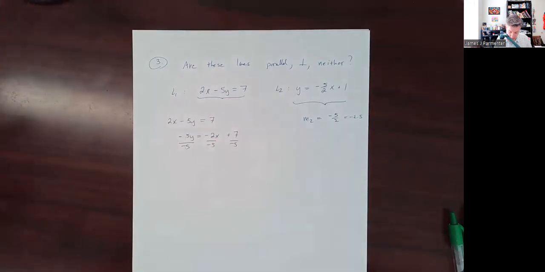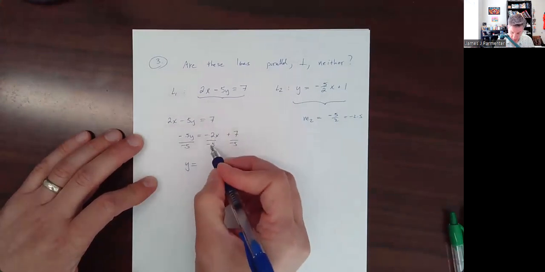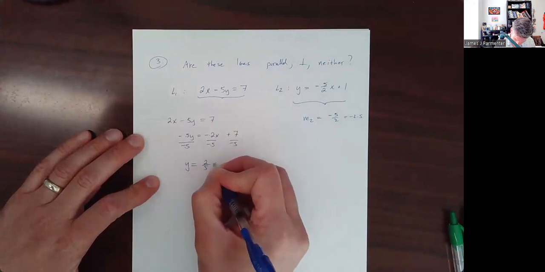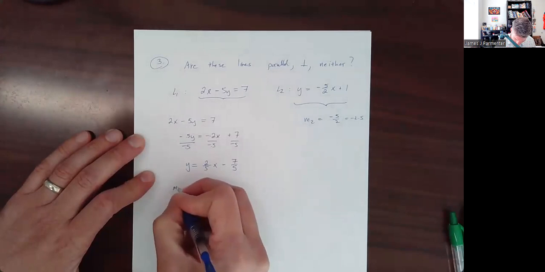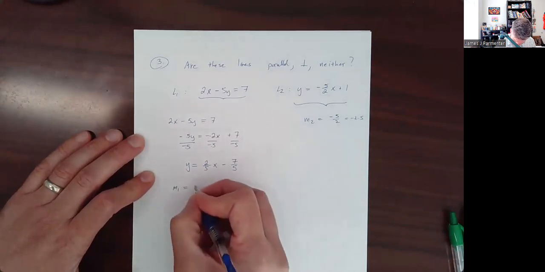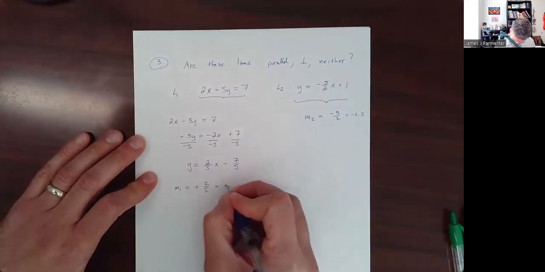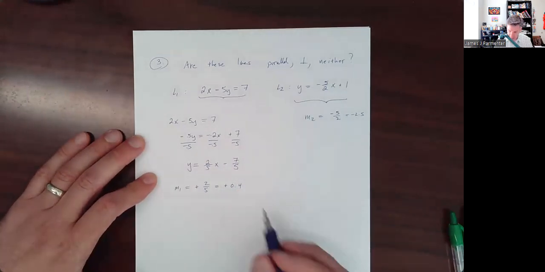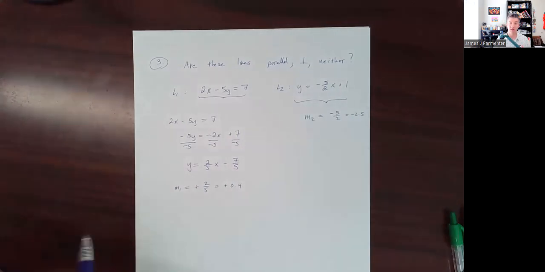The y doesn't go away. So I get 1 times y, which is just y. Negative 2 divided by negative 5 is a positive 2/5 x minus 7/5. So I can see that m1, the slope for the first line, is positive 2/5, or if you like a decimal, 2 divided by 5 is 0.4. Writing it as a decimal doesn't really help me see whether they're parallel or perpendicular, but you might like a decimal.